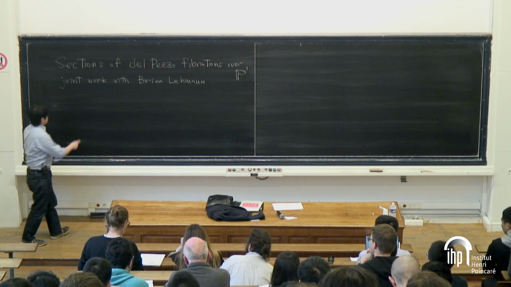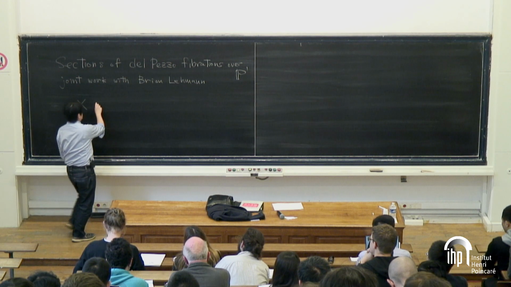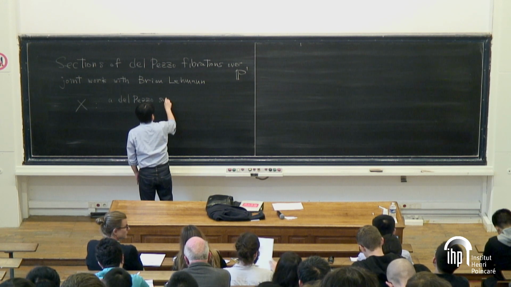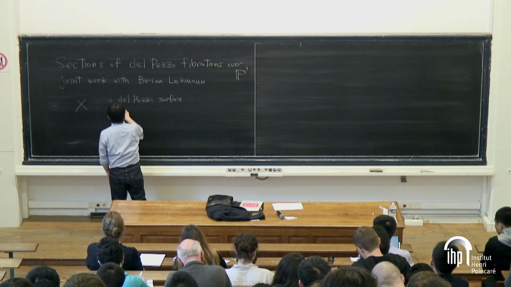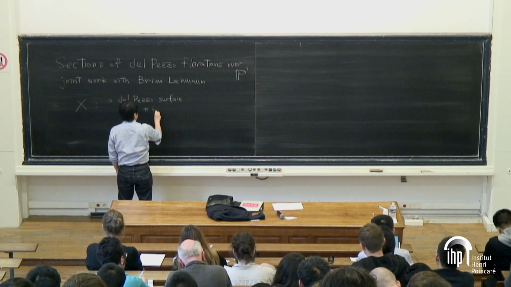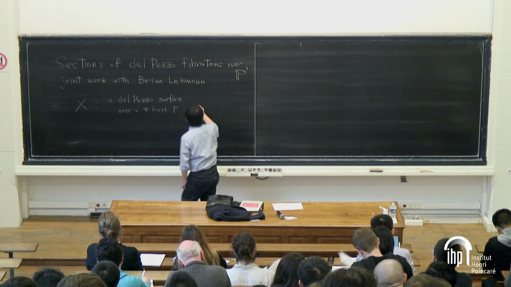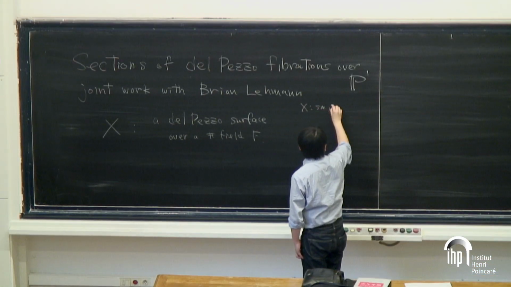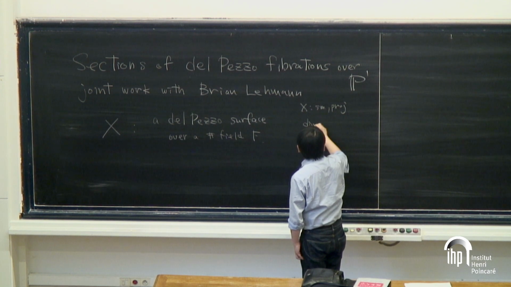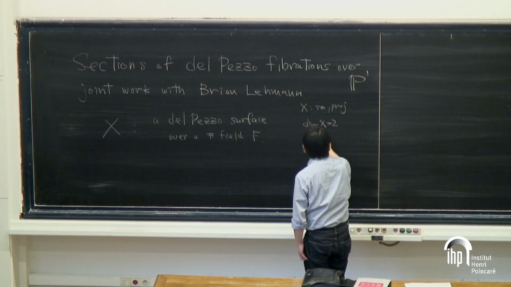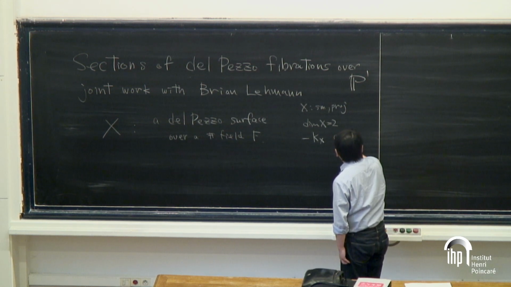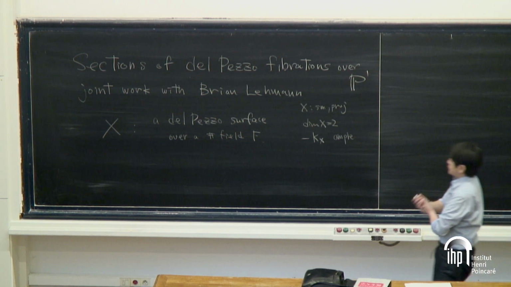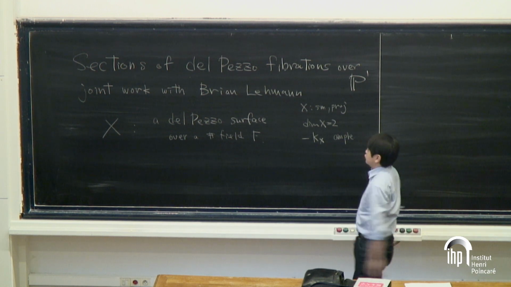One of the central objects in Diophantine geometry is a del Pezzo surface defined over a number field F. Here, the del Pezzo surface means that X is smooth projective, the dimension of X is equal to 2, and the anti-canonical class minus Kx is ample. So it's Fano. That's the del Pezzo surface. The most famous example of a del Pezzo surface is the cubic surface inside a three-dimensional projective space.